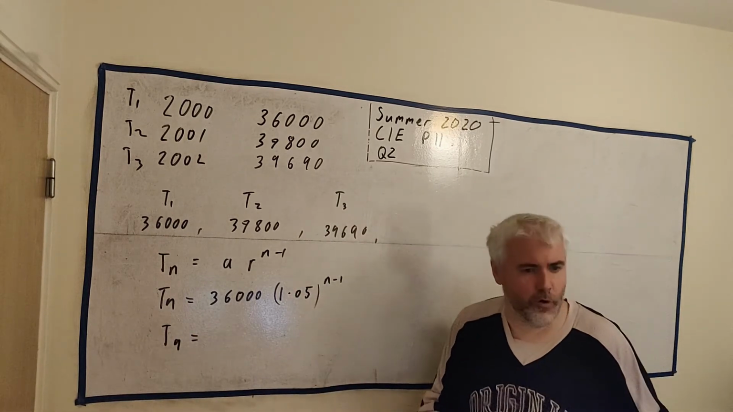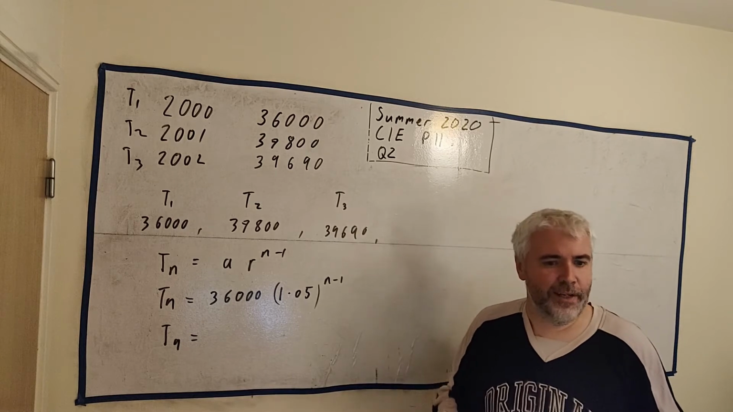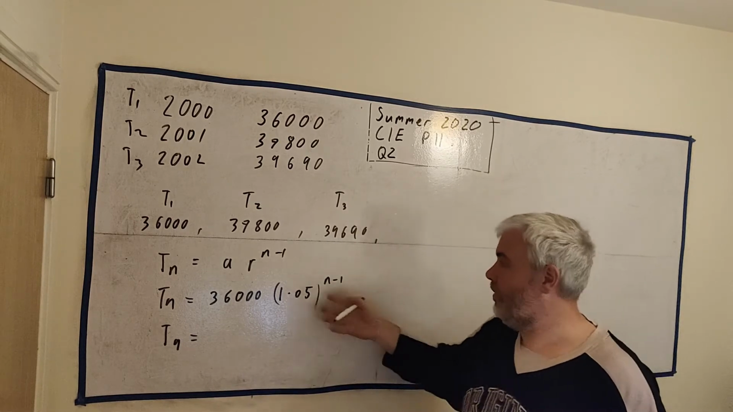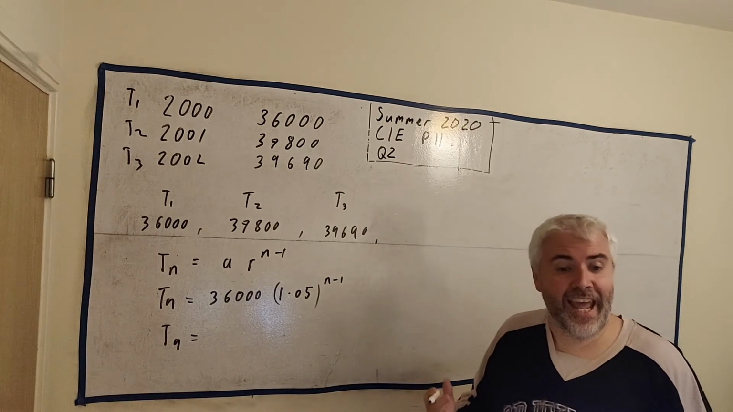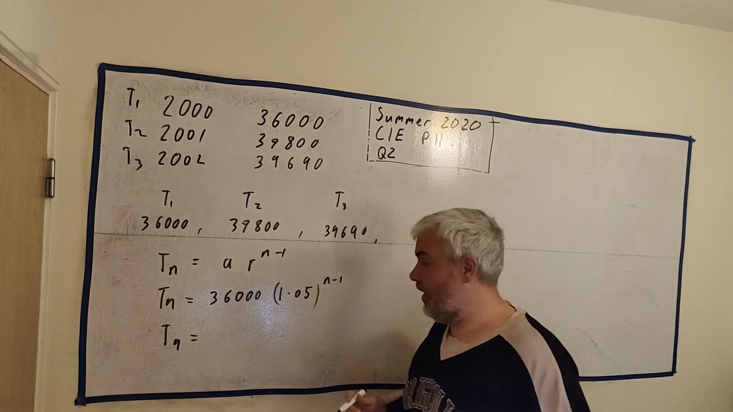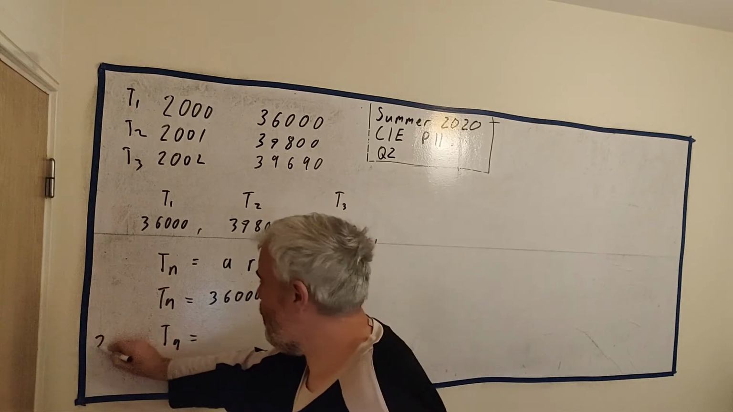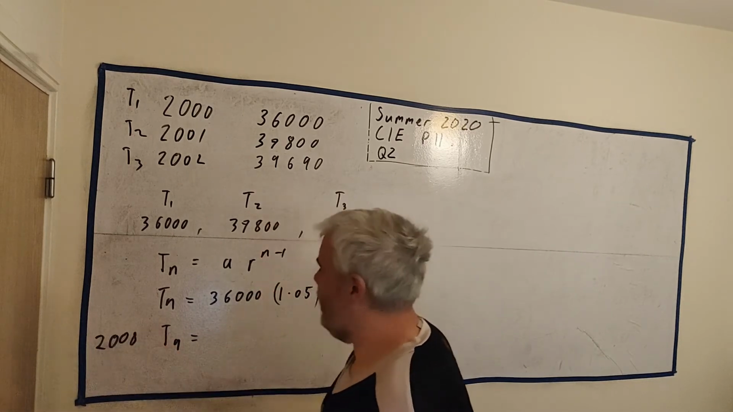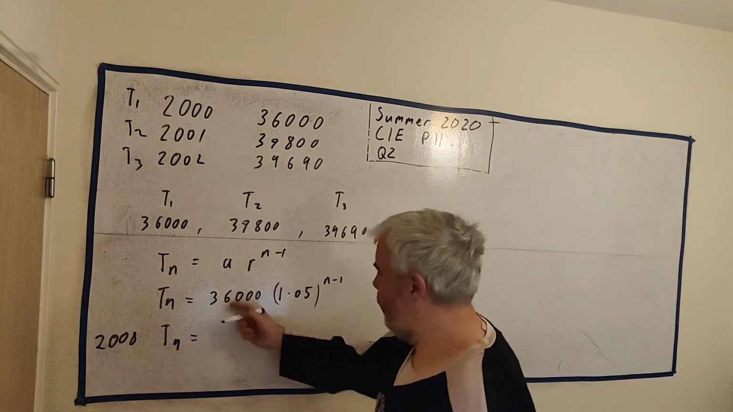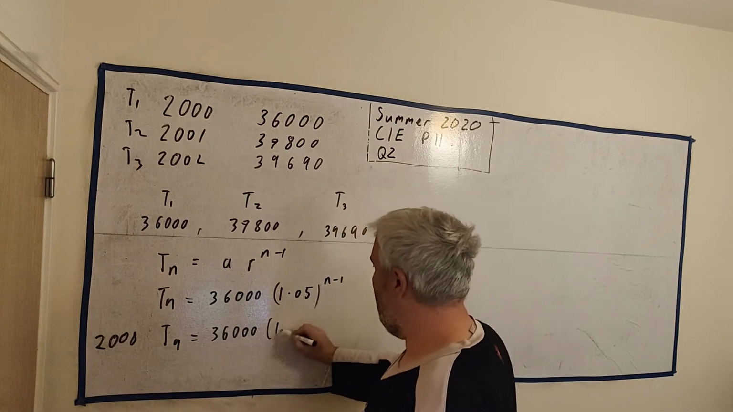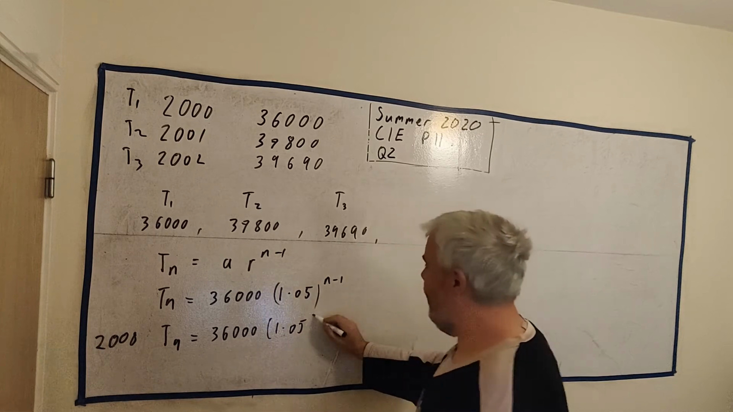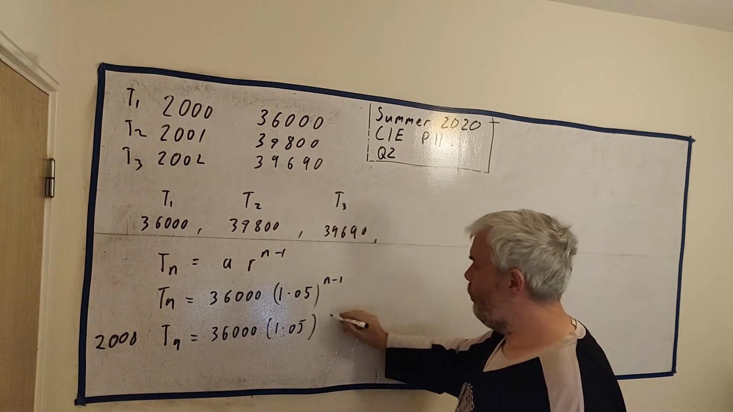Is this what they asked us for? Write down an expression for the selling price of the necklace n years later. That's this answer here, so that's actually already answered. And then they say hence find 2008. So 2008 is T9. Maybe we write in 2008 here. T9 is equal to 36,000 multiplied by 1.05, and 9 minus 1 is 8.